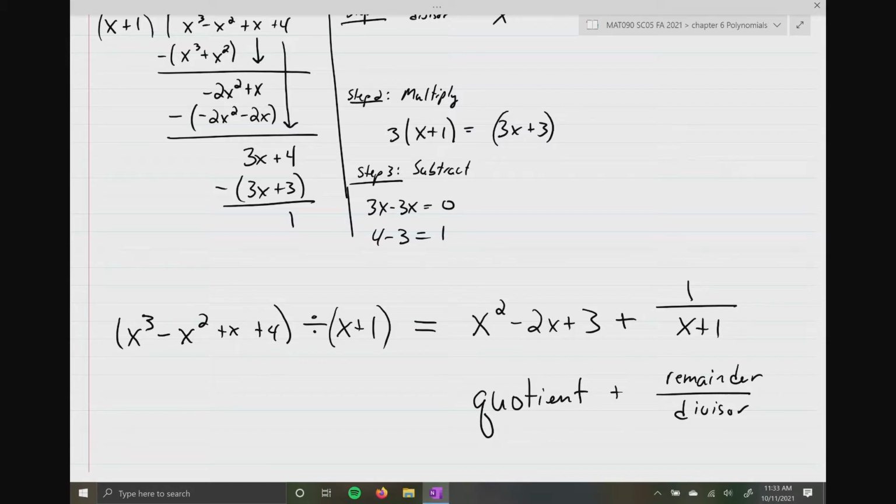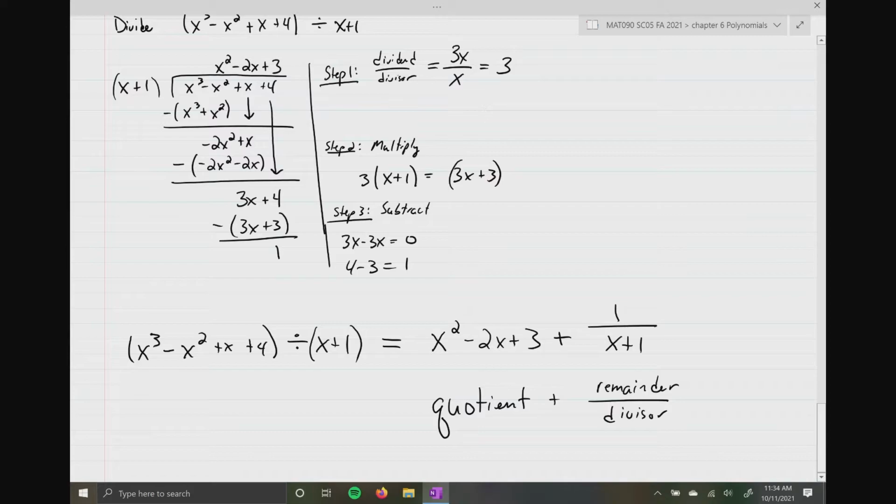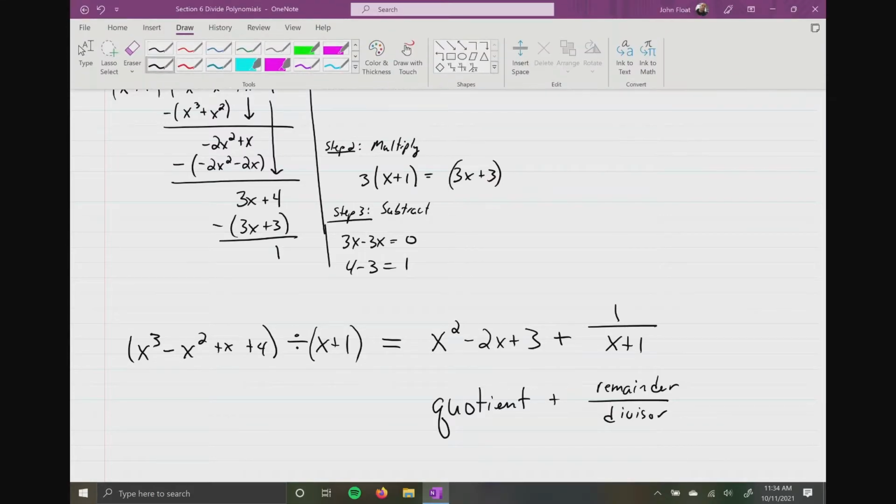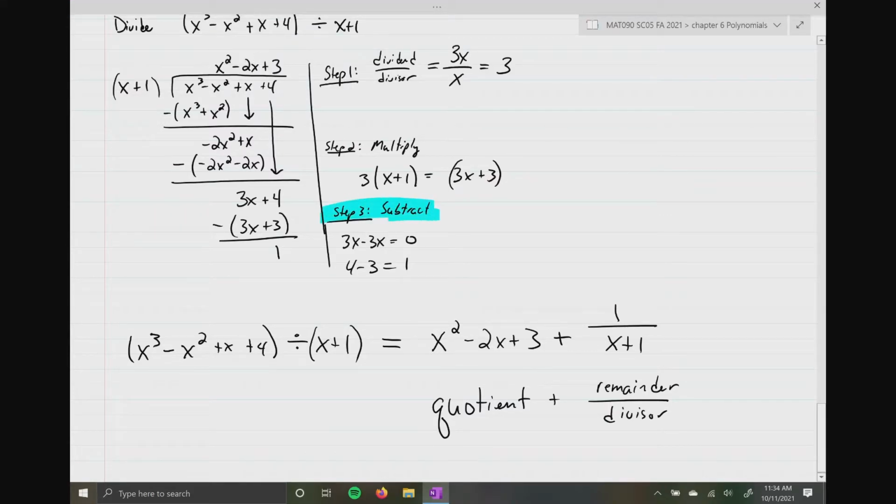Dividing polynomials from a 30,000 foot view is just tedious. It is. And it's really easy. I mean, it is so easy to make the smallest mistake that will have profound implications later on. I personally think if you make a mistake, it'll be in this step right here. It'll be in the subtraction step.